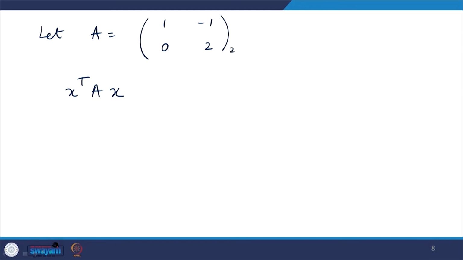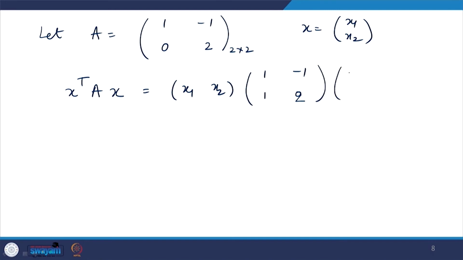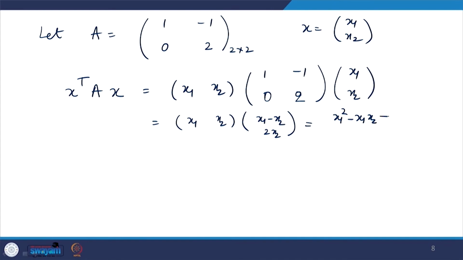So, X here will be a 2 cross 2 matrix. So, X will be x1 x2. So, this will be x1 x2, this is [1 -1; 0 2] and this is [x1; x2]. So, this will be x1 x2, this row this column is x1 minus x2, this row this column is 2 x2. So, this is x1 square minus x1 x2 plus 2 x2 square.